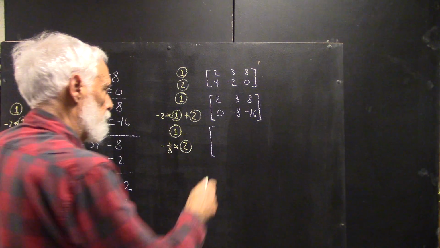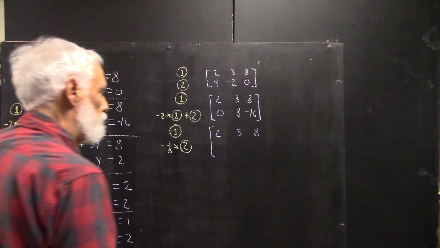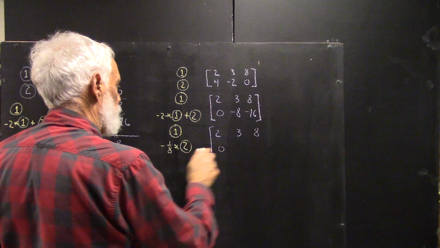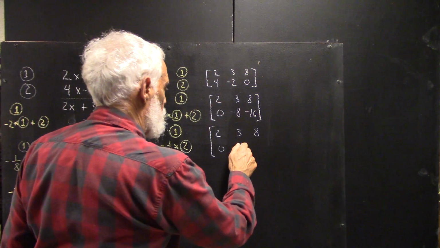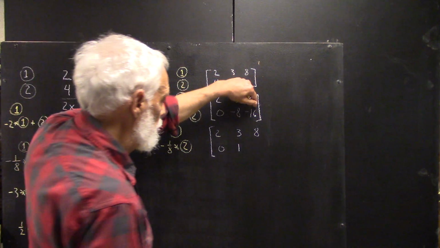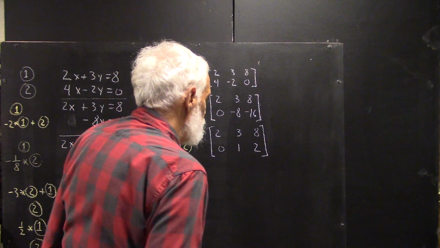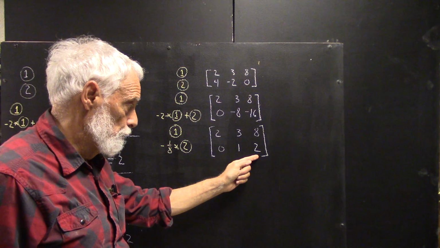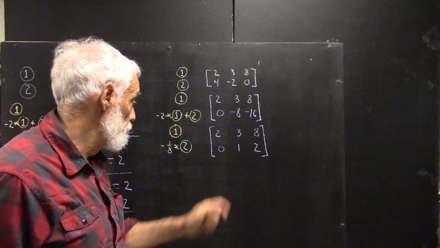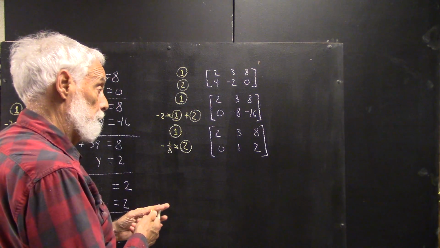And what I get is row 1 is still 2, 3, 8. Row 2 is going to be 0, because negative 1/8 of 0 is 0. Negative 1/8 of negative 8 is 1. Negative 1/8 of negative 16 is 2. Now that stands, as you know, for 0x plus 1y equals 2, just y equals 2. But again, we don't necessarily think of that at this point.